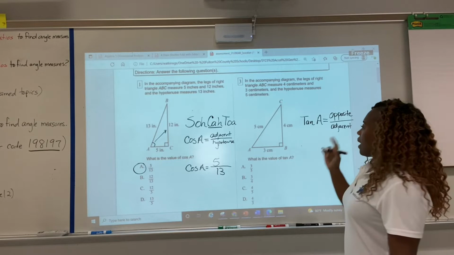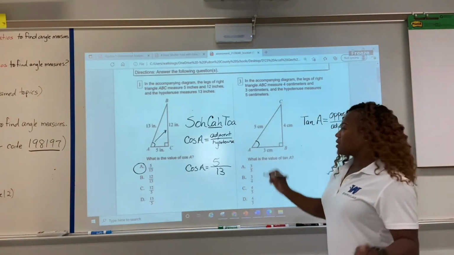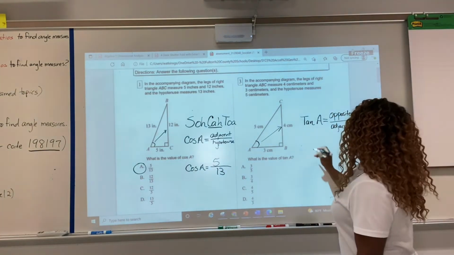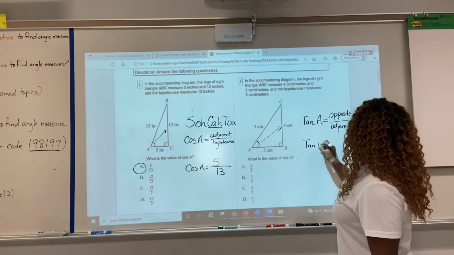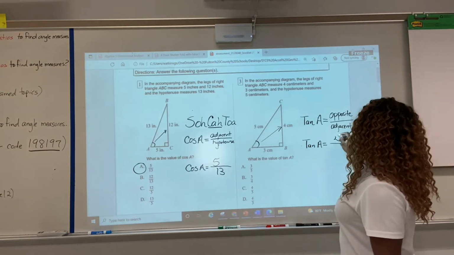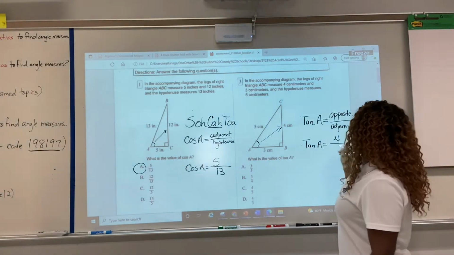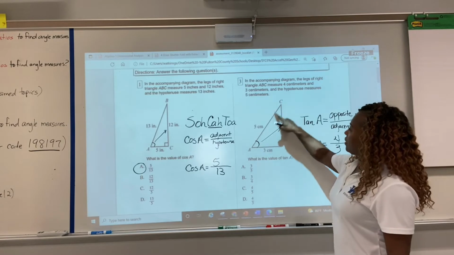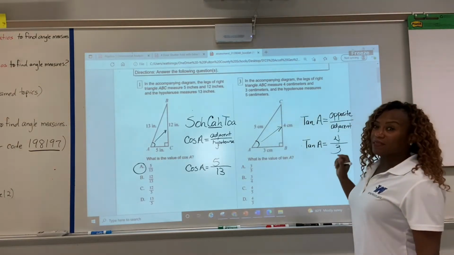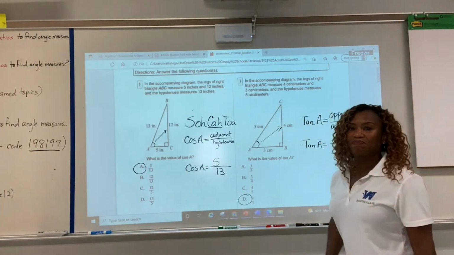So we're talking about opposite of angle A, and again, here's angle A. The side that's opposite that, or directly across from it, is this side. So when we're doing the tangent of angle A, the opposite side is 4. The adjacent side, which is right next to angle A, is 3. Because keep in mind, this is the hypotenuse, and the tangent does not have anything to do with the hypotenuse. So we're looking for 4 over 3, and that is letter D. Okay?